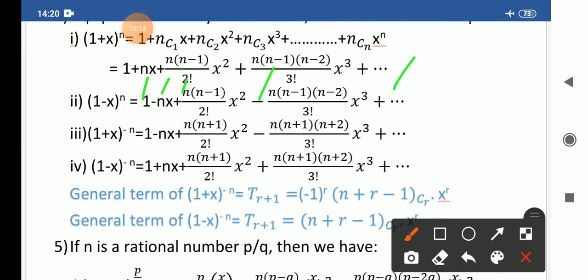Now 1 plus x power minus n: put minus n in the place of n. This is 1 plus x power n. This is 1 plus x power minus n. Put minus n in the place of n. We have this.